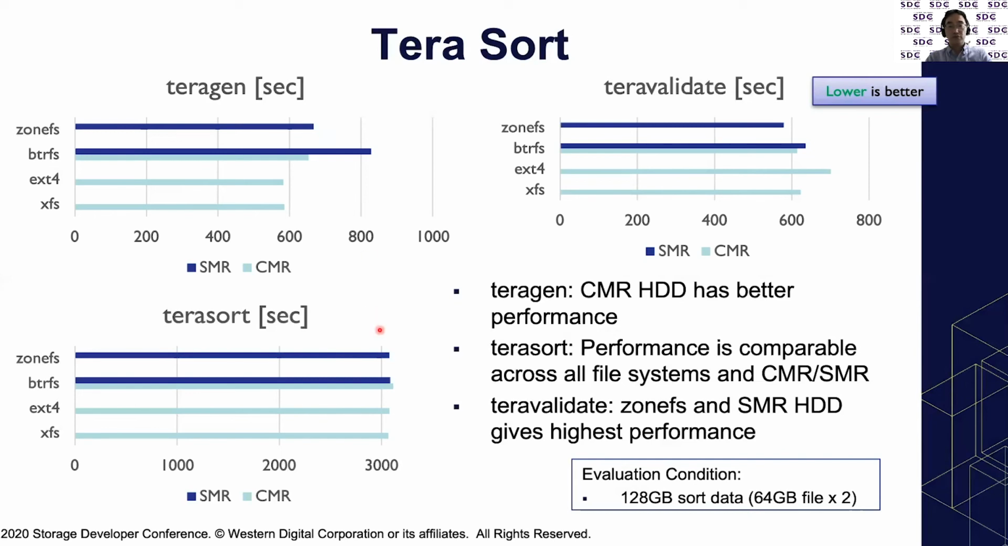As for Tera Sort, performance is comparable across all file systems and CMR SMR HDDs. This workload does sorting with CPU, and HDFS file I/O is not the key factor. Then it results in almost the same numbers across file systems.